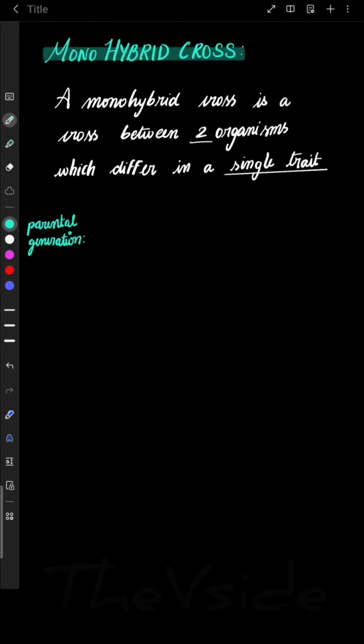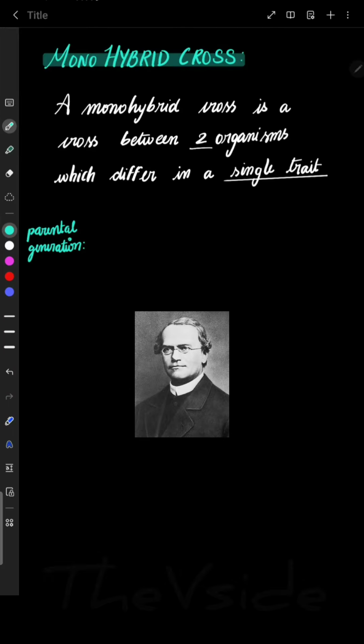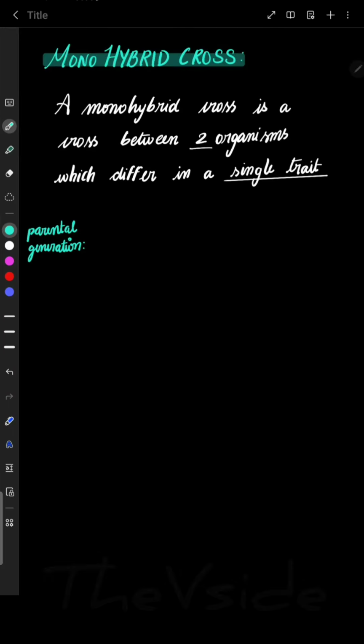This video is about monohybrid cross given by Mendel. A monohybrid cross is a cross between two organisms which differ in a single trait. For example, let us take two plants in the parental generation: one having a genotype of T showing a phenotype of tall is crossed with a parent having small t genotype which is dwarf.